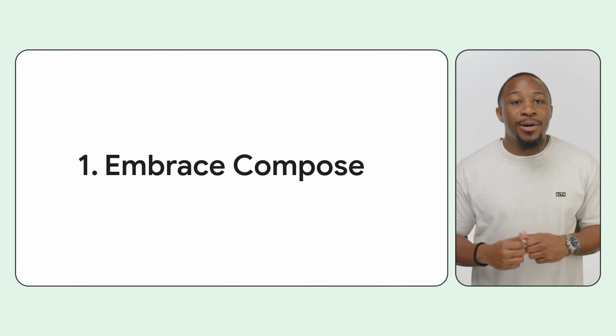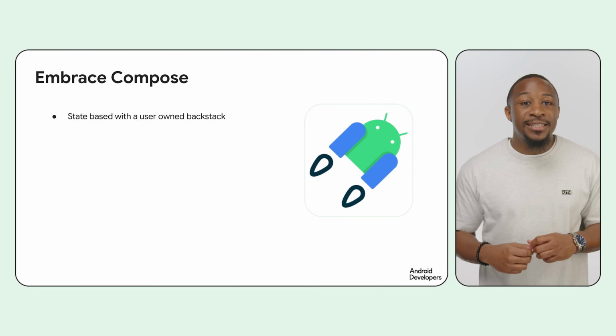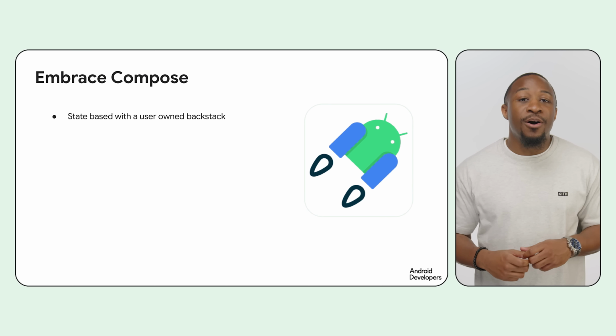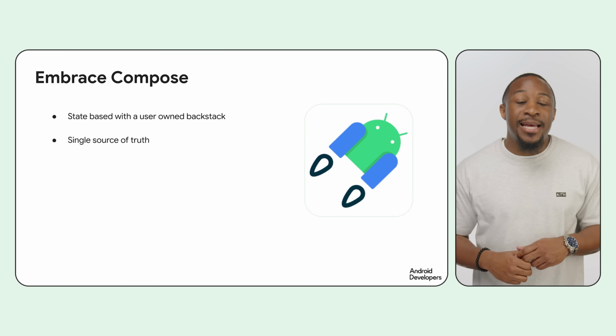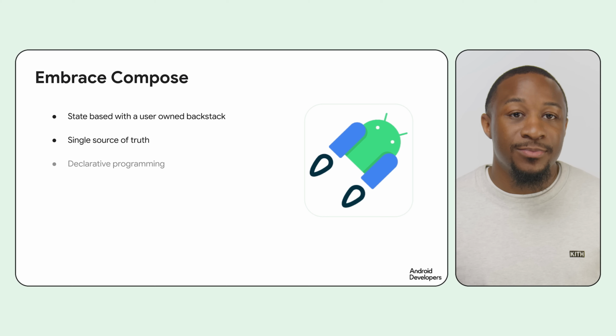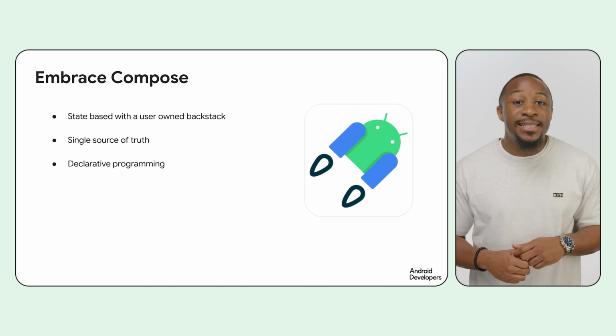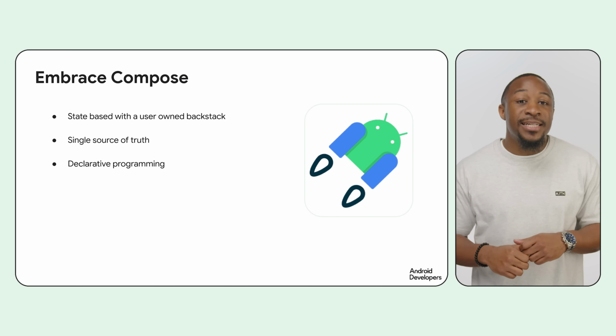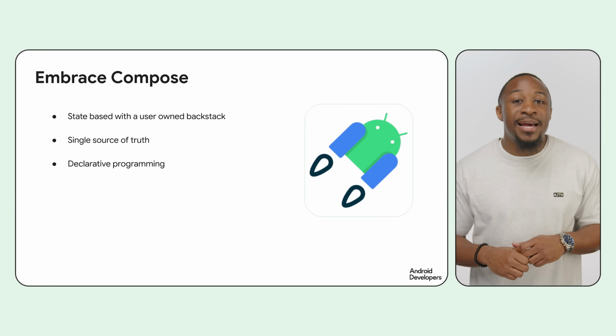1, embrace compose. This means providing a state-based solution where the developer owns the backstack state, and that backstack state acts as the application's single source of truth. And we should embrace a fully declarative programming model while thinking about efficiency in both writing and reading code. It is easy to think of compose as just a replacement for views or fragments, but that is not the case. It has its own sets of patterns and concepts that the Navigation 3 library should stick to.